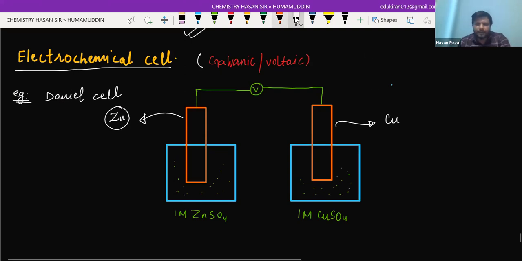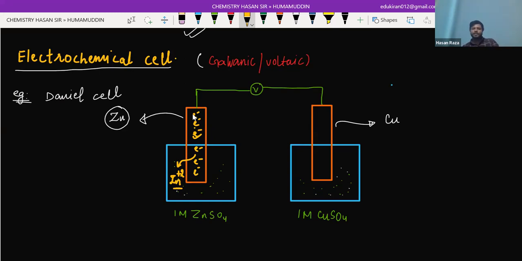Yes, sir. Now see what will happen here. After some time, the zinc from the strip will start dropping into the solution in the form of Zn+2. The electrode on the left hand side is made up of zinc, and after some time this zinc will lose its electrons in the strip and go into the solution and become Zn+2. That means after some time, in this strip, the concentration of electrons increases. Yes or no?